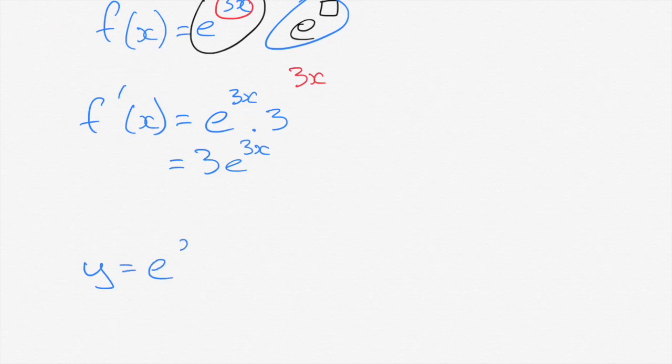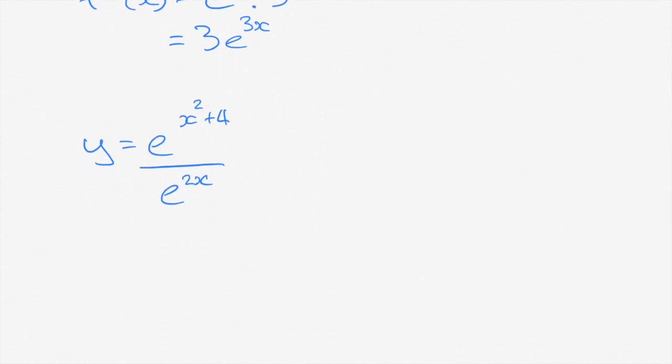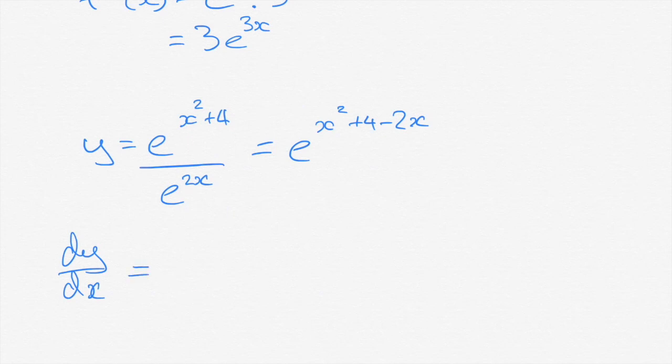e to the power of x squared plus 4, divided by e to the 2x. We haven't learned how to do division yet, so let's simplify using our index laws. Subtracting the 2x from the power on top, we can turn this into e to the x squared plus 4 minus 2x. Now our derivative is going to be, once again, the outside function is e to the power of, so the derivative becomes e to the x squared plus 4 minus 2x, multiplied by the derivative of the inside function, which in this case is 2x minus 2.